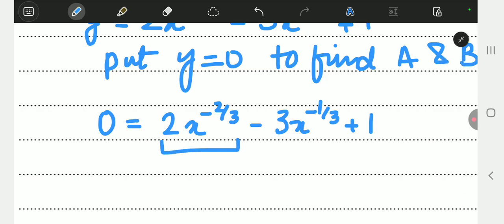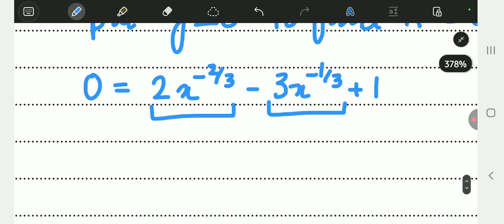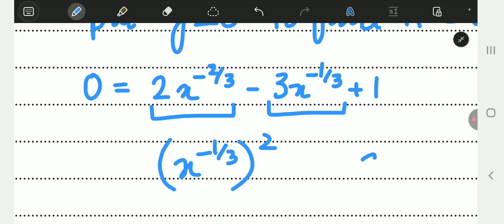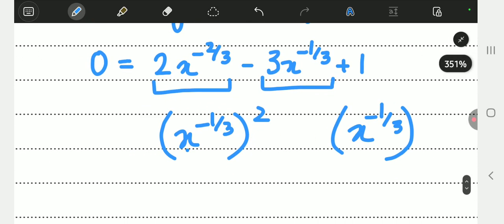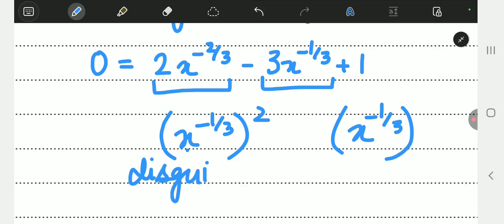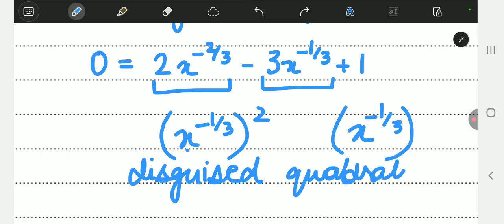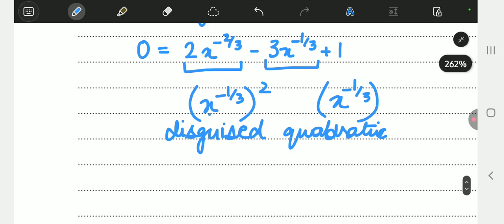It seems to be a quadratic. It is a disguised quadratic. If you could see this, there is some x^(-1/3) that is squared, and x to the power minus 1 over 3 in the second term, and so on. So it seems to be a disguised quadratic. To solve it, let's do the substitution. Put t equals to x to the power minus 1 over 3.